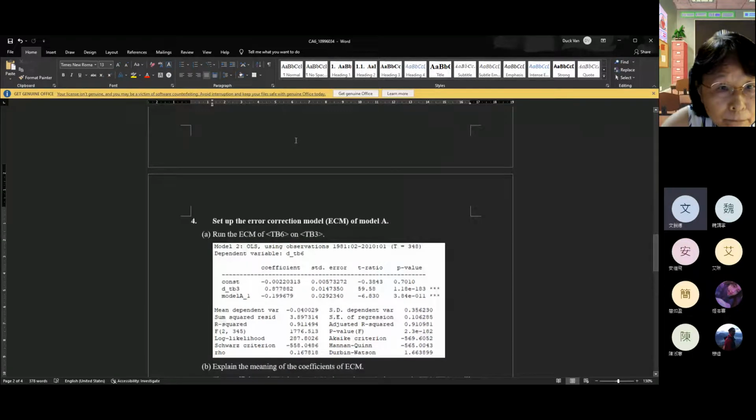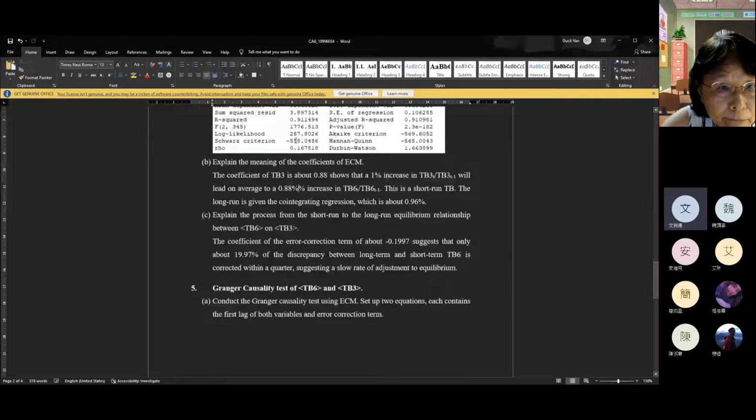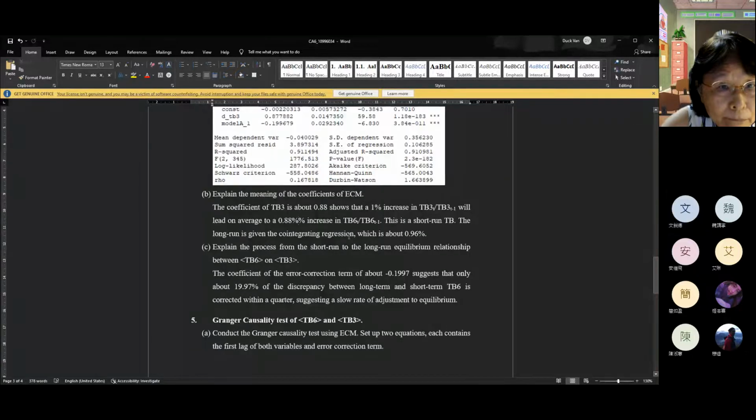The error correction term of about minus 0.1997 suggests that only about 19.97% of the discrepancy between the long term and short term of TB6 is corrected within a quarter, suggesting a low rate of adjustment to equilibrium.